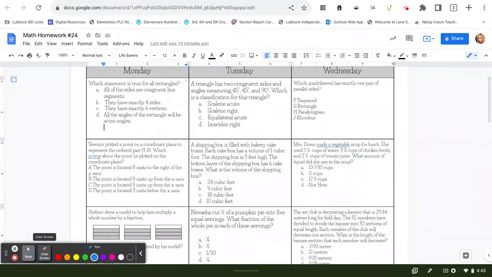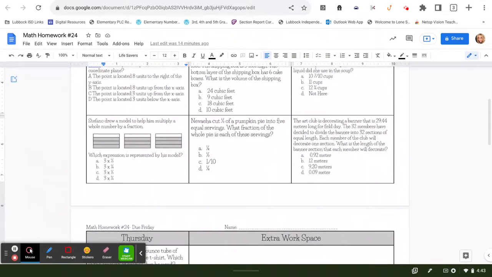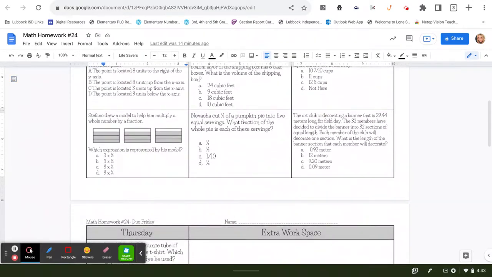Okay, next one for Wednesday. The art club is decorating a banner that is 29.44 meters long for field day. The 32 members have decided to divide the banner into 32 sections of equal length. Each member of the club will decorate one section. What is the length of the banner section that each member will decorate?